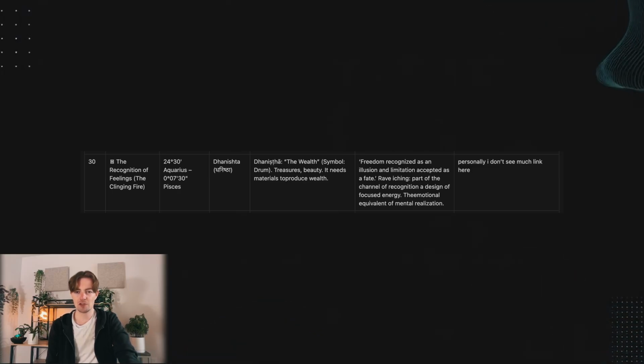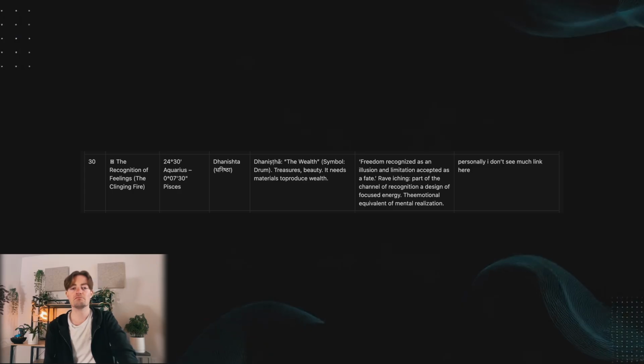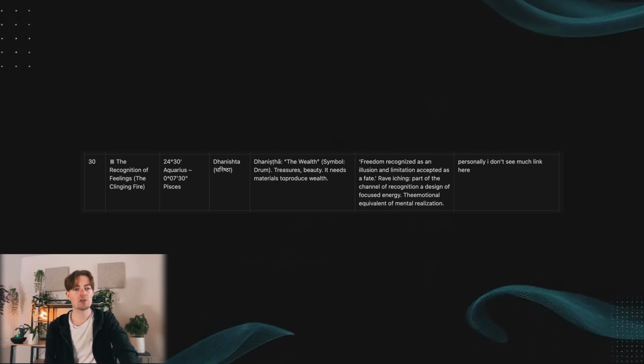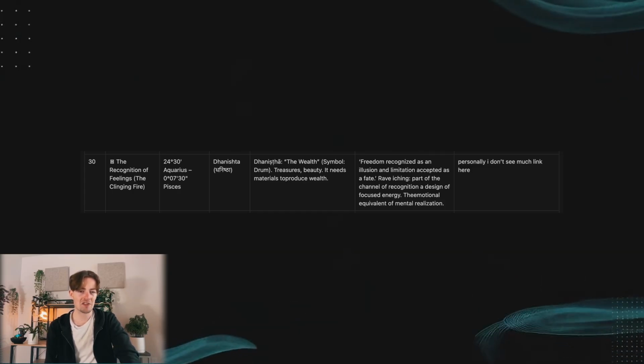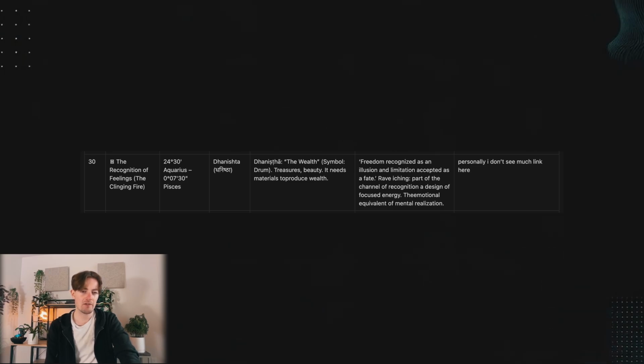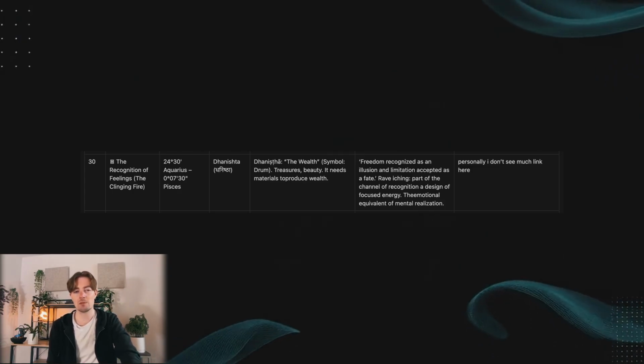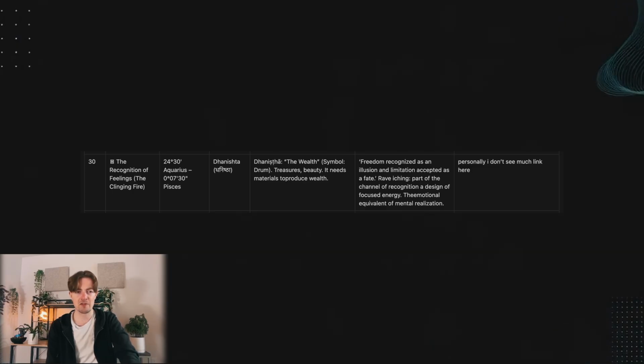Personally, I don't see much link here. Dhanishta being a very materially wealthy nakshatra, the drum, the treasures, the beauty, associated with a human design gate to do with emotional recognition, emotional feelings. It does well transitioning into Pisces here. Feelings and emotions aren't really the area of Aquarius, but more the area of Pisces. So at least it's just about hitting into Pisces here. But I don't think there's much of a direct link.